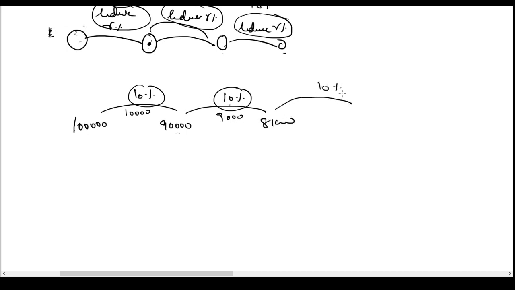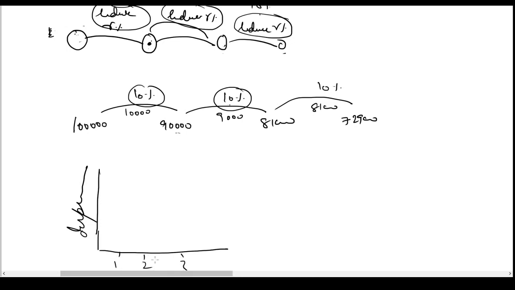Third year again it remains at 10%. 8,100. This will become 72,900. So if you draw a graph here, on the y-axis I'll write depreciation. Here the life: first year, second year, third year. First year it would be 10,000. Second year it is 9,000. Third year it is 8,100. So the depreciation is going to reduce every year. That is why this is called the diminishing balance method.